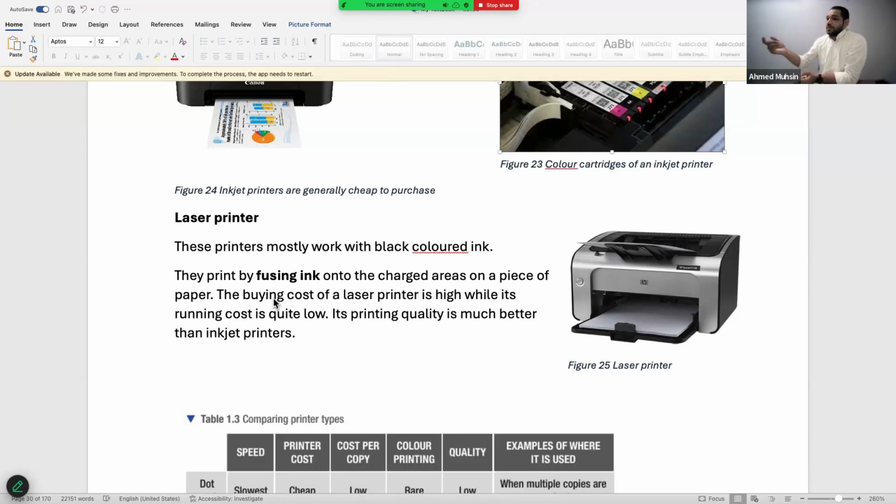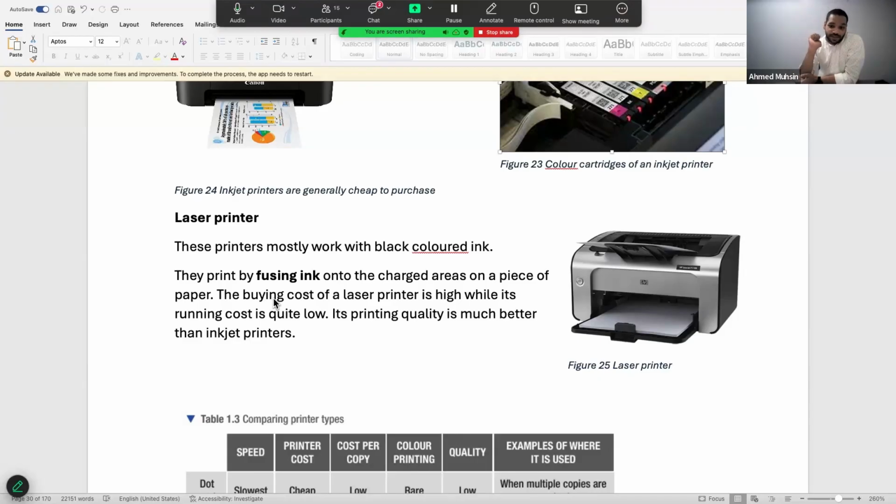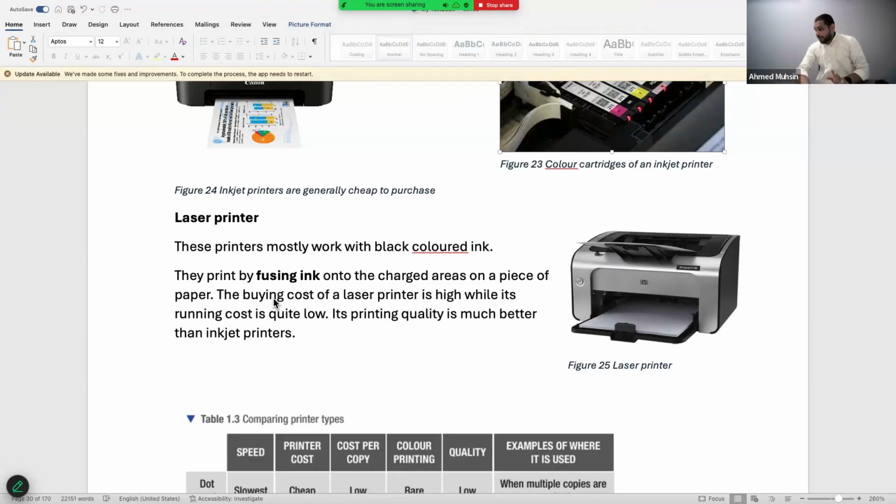Guys, have you all noticed when the paper comes out, if you were to touch it, how would the paper feel? It feels a bit warm, isn't it? The paper is a bit warm. Now, do you know why the paper is warm? Because it was electrically charged. Exactly. Why is the paper warm? Because it was electrically charged. Are we okay with this?